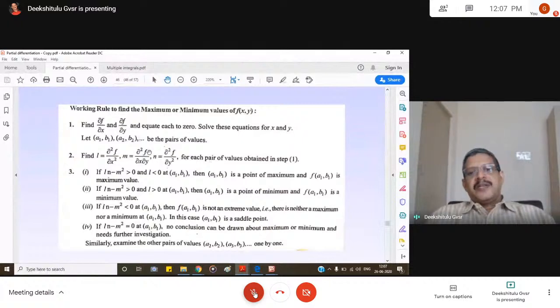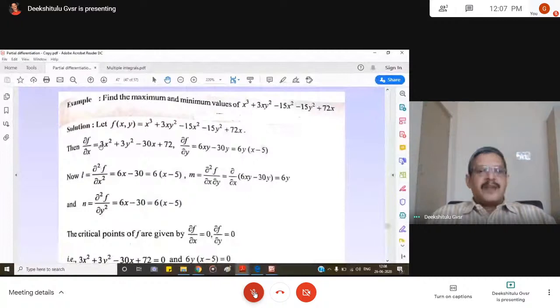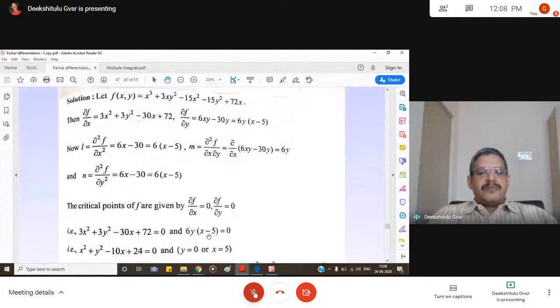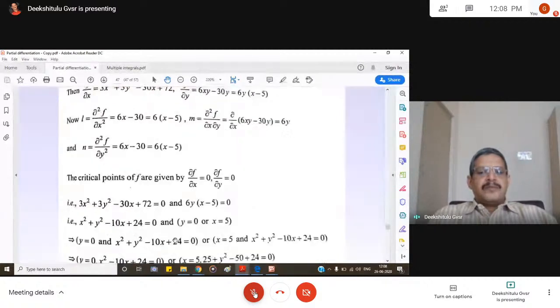Find the maximum values of x cubed plus 3x square minus 15x square minus 15y square plus 72x. The first step is to find dou F by dou x and dou F by dou y, and equate them to 0. So when you equate them to 0, what happens? You get 6y into x minus 5 is equal to 0. If you equate dou f by dou y to 0, y is equal to 0 or x is equal to 5.